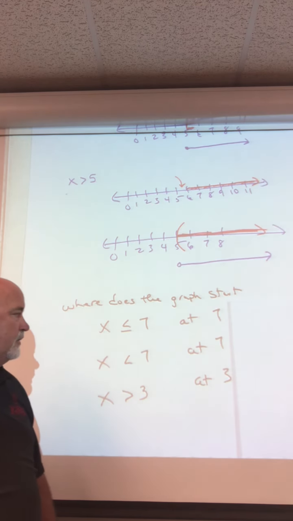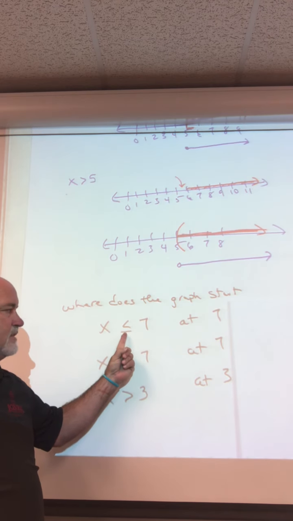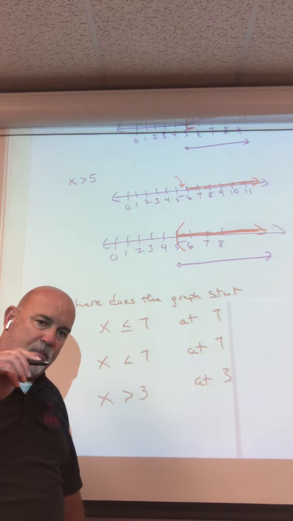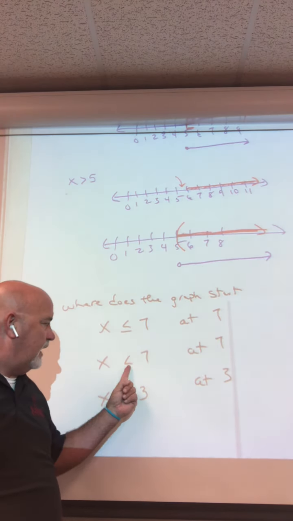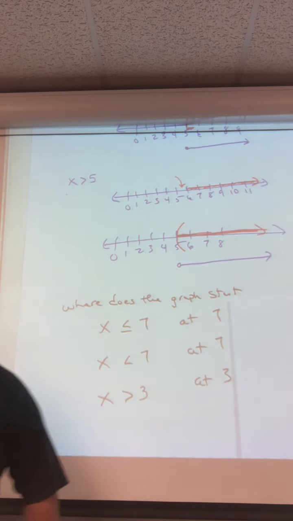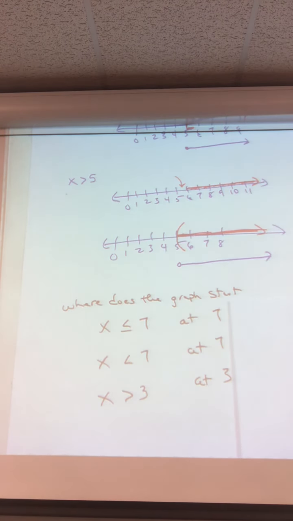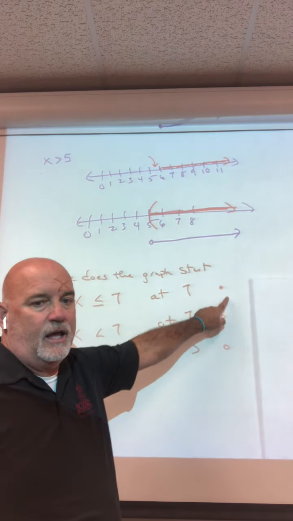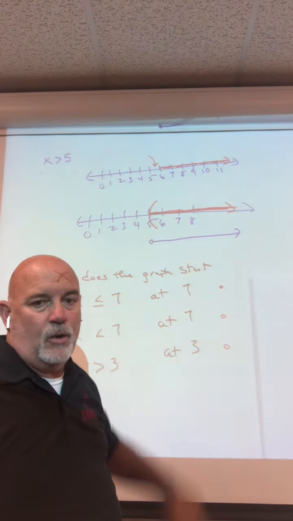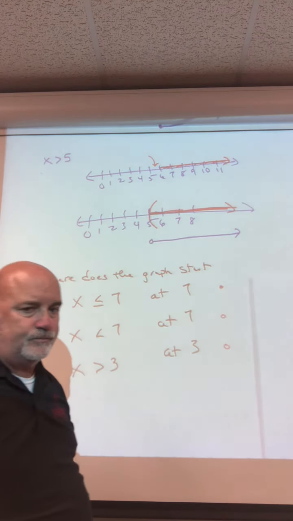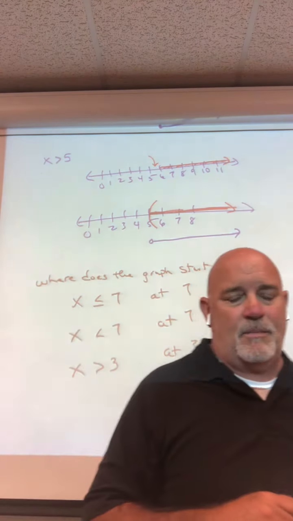But here's the difference. In this one right here, because of the equal to, you're going to include the 7. So that means you'll have a bracket or a closed dot. But here there's no equal to, so it's going to be open. Here there's no equal to, so it's going to be open. So when you go to graph those, your graph would be on 7 with a closed dot, on 7 with an open dot, on 3 with an open dot. All right, I'm going to use that in what I'm about to show you.